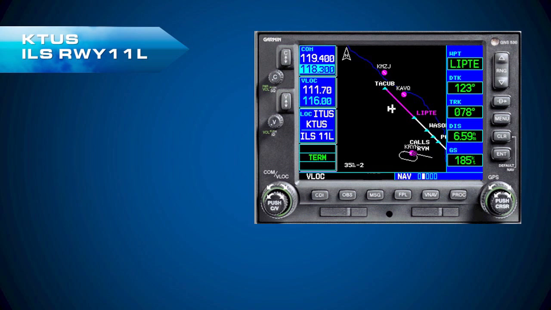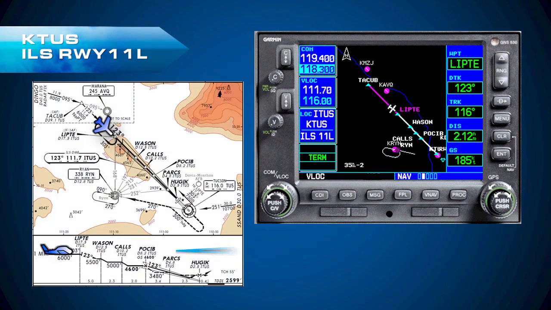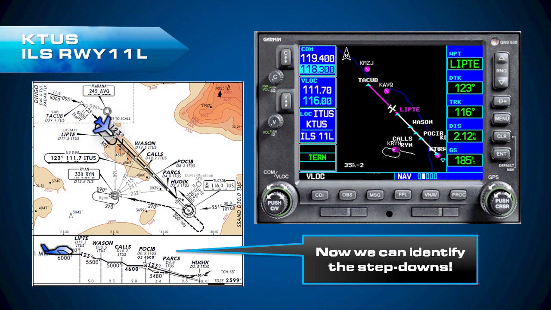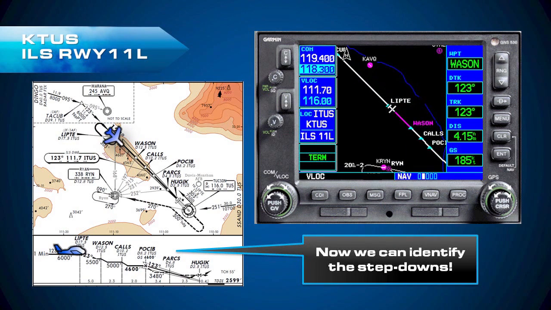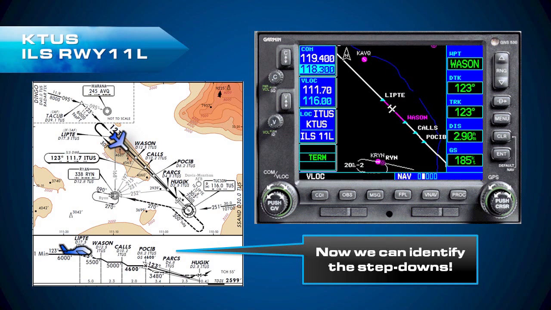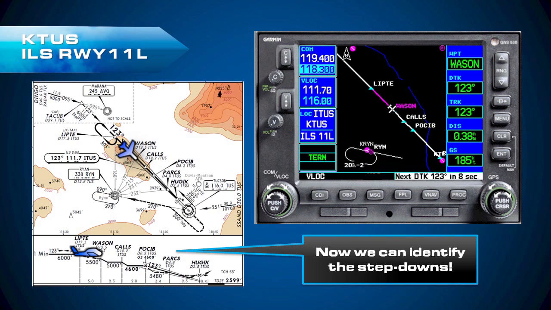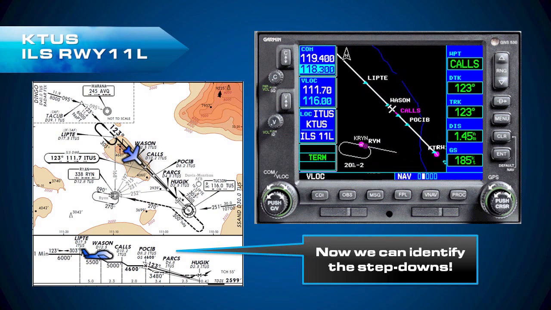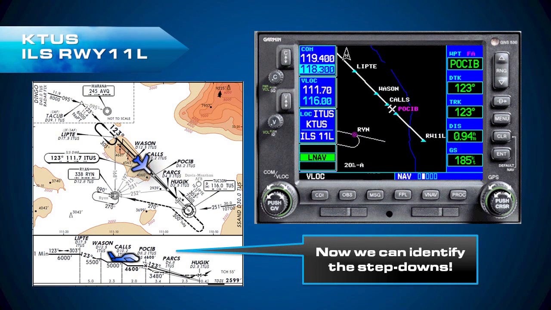I've got great situational awareness to where I am in reference to the final approach course, but more importantly, I've got positional awareness to where I am in reference to Lipty. I'm currently about 2 miles, and that is great because now I can identify the step downs, and as the plane starts to fly the non-precision portion of the approach, I hit Lipty at 6,000, then I'm able to step on down to Wasson at 5,500 feet. Then I'll step on down to Calls at 5,000. And then I'll step it on down to POSIB at 4,600. I'll join a glide slope and go on in.